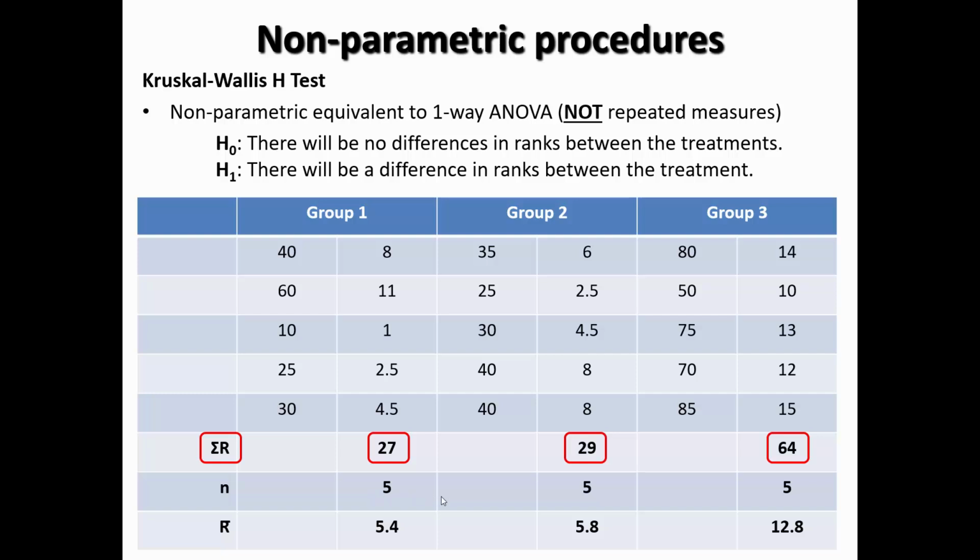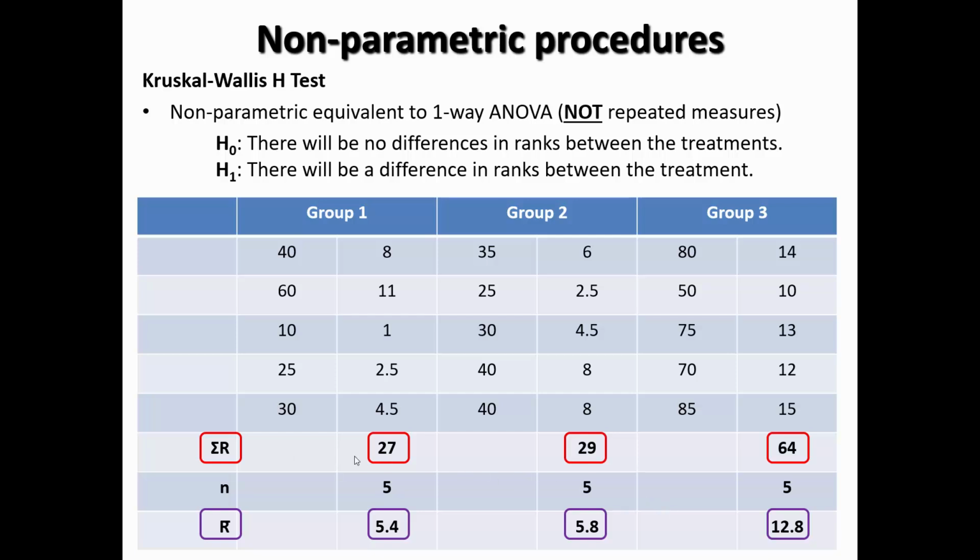And we always make note of our sample size, which is 5. And one more statistic that we need to calculate is the average ranking. So we just take 27 divided by 5 and we get 5.4, 5.8. And consistent with the summed rank of 64, we see the average rank for group 3 appears to be quite a bit different than that of group 1 and 2. And that's what we are going to evaluate as we move through this statistical procedure.